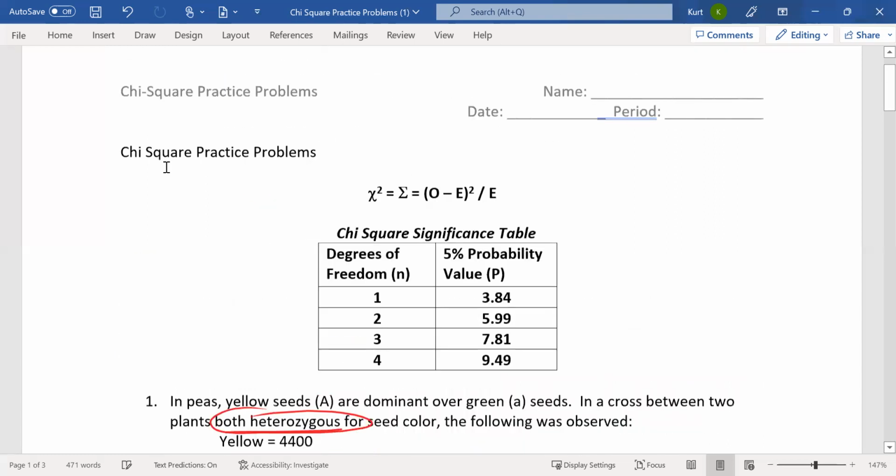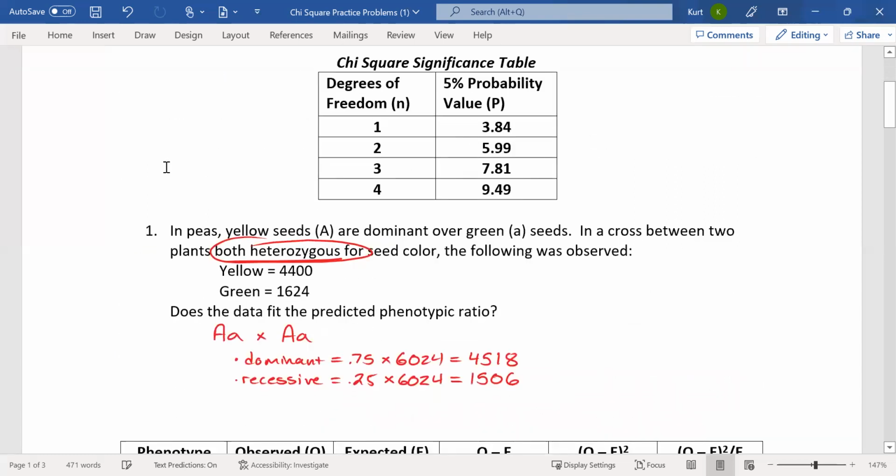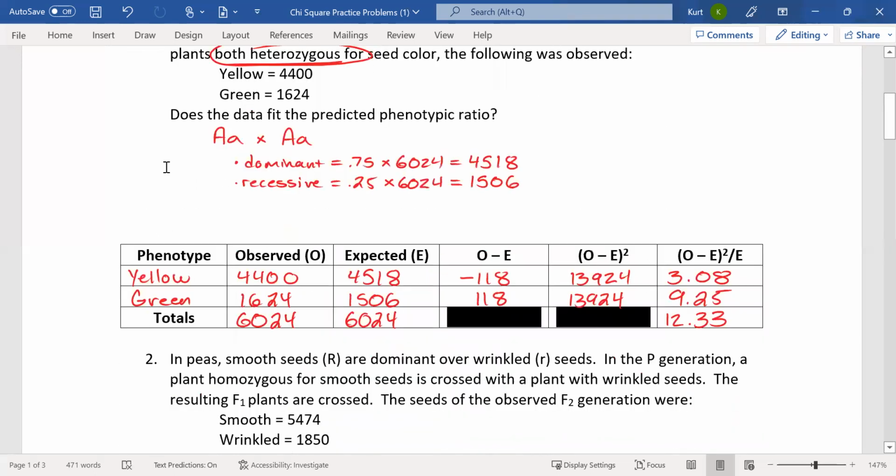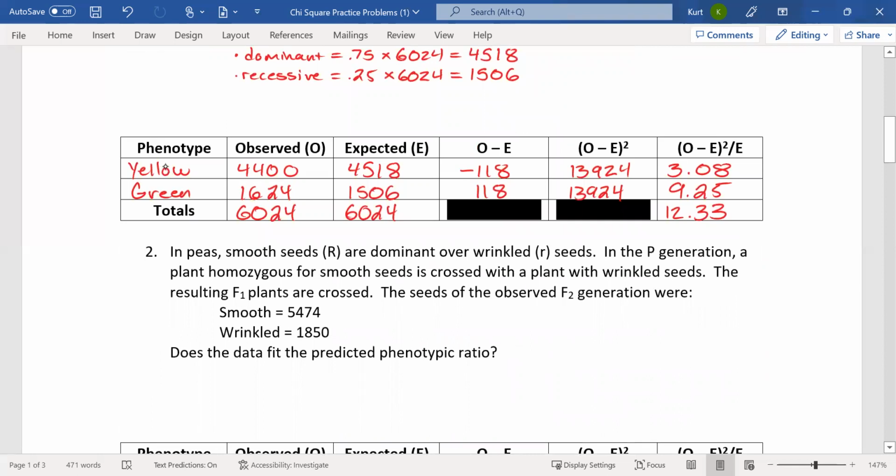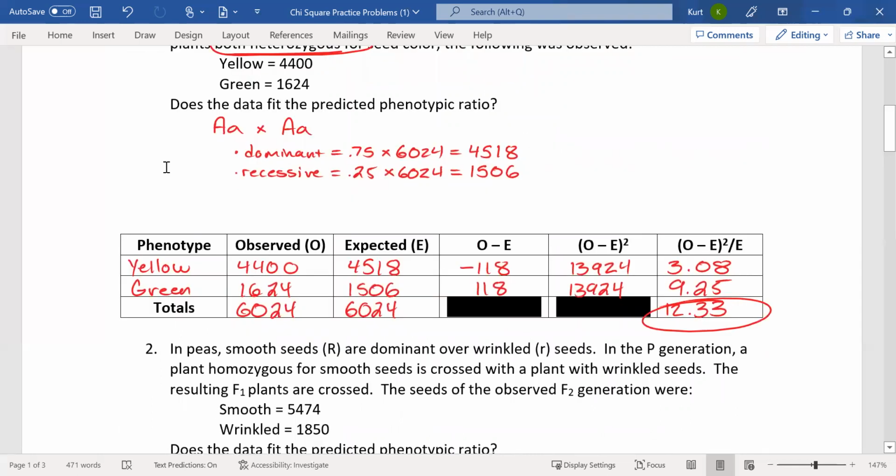What is the critical value for 1 degree of freedom? And by the way, when you're looking at a big, ugly table for chi-squared, what p-value do you always look at? 0.05, 5%. All right, so there's your chi-squared.